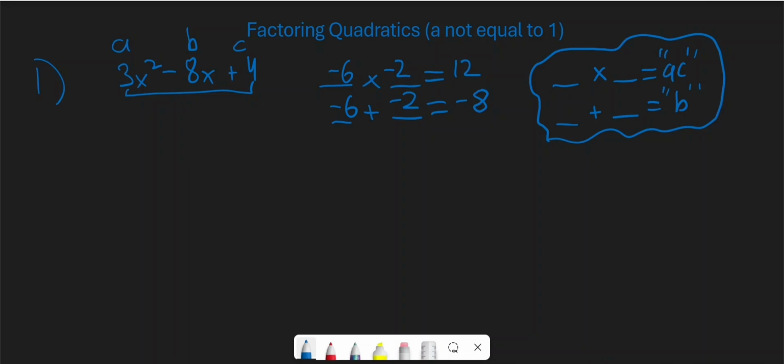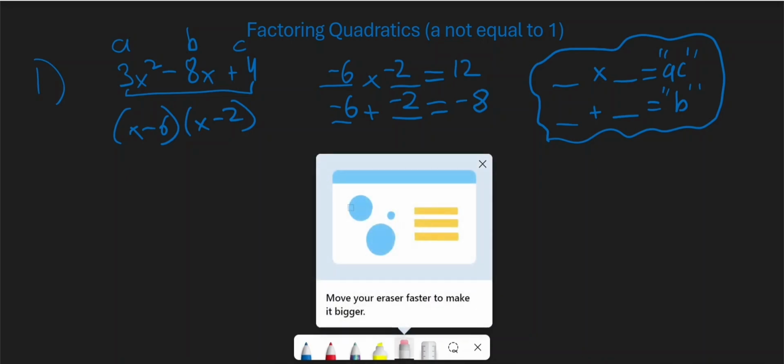So once you get these two numbers, would you just factor it into x minus 6 times x minus 2? All right, this would have been valid if the a term was a 1, but since the a term is not a 1, this is not going to be a valid thing to write. So let's erase that.